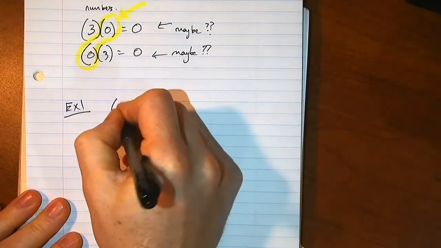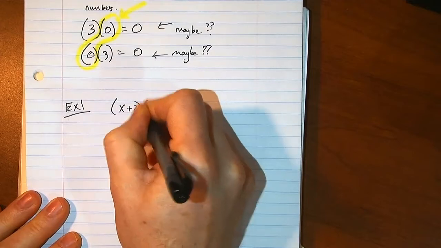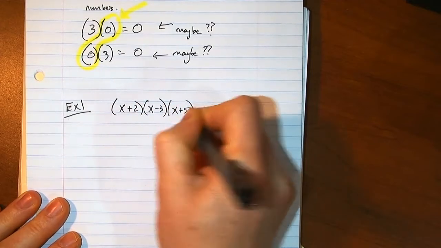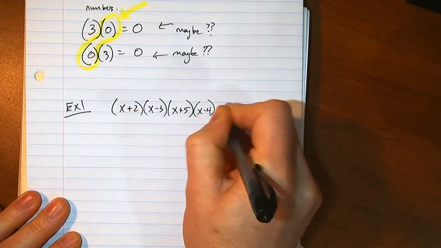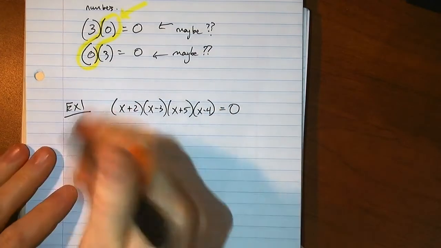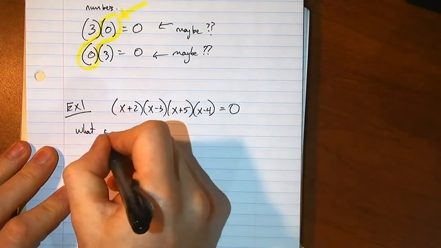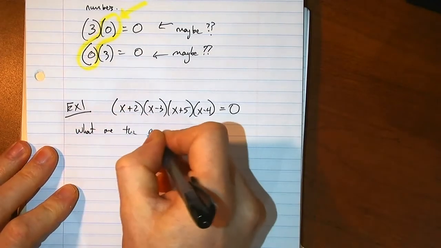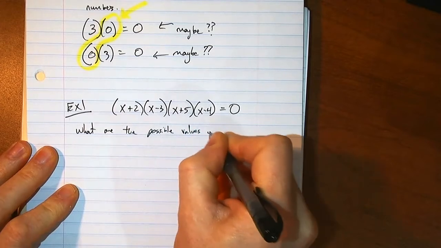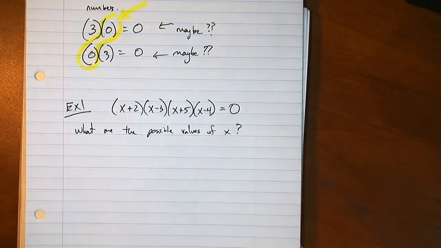If I know that (x + 2)(x - 3)(x + 5)(x - 4) is equal to 0, what are the possible values of x?